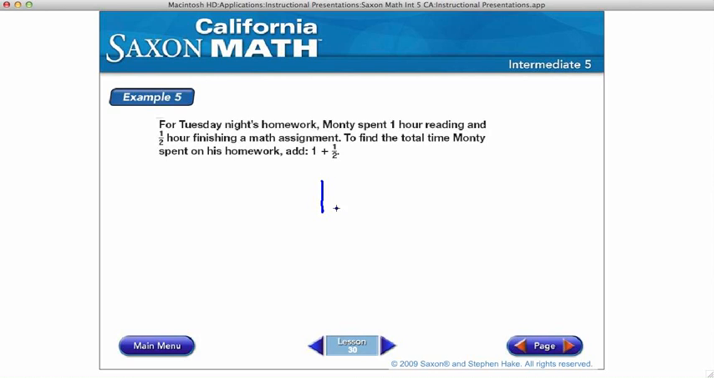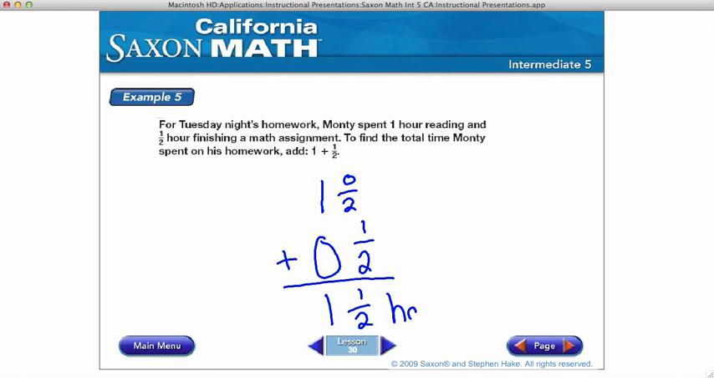Here I have 1 whole, but over here, I'm going to put my fraction. And I'm going to leave a blank space in my fractions next to my whole and in my whole number next to my fraction. If you need to, you can say 1 and 0 halves, because that's nothing, and 0 and 1/2 in order to add. If I bring this down, I then have 1.5 hours.